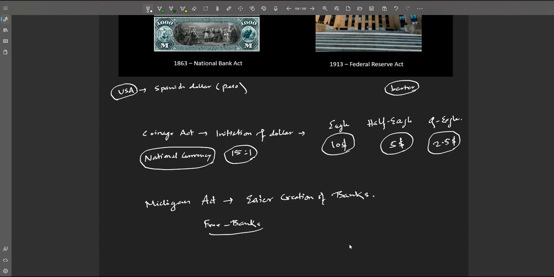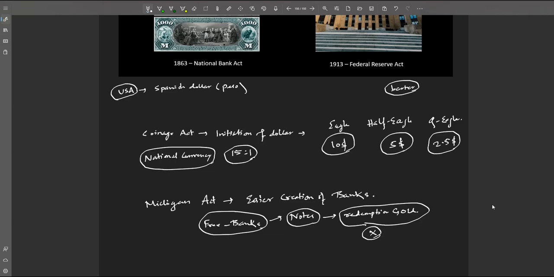And these free banks, many of them, created notes which promised redemption with gold. But this promise was basically a fraud. This promise would never be kept. And these free banks basically created a very bad name for the banks among the common people.